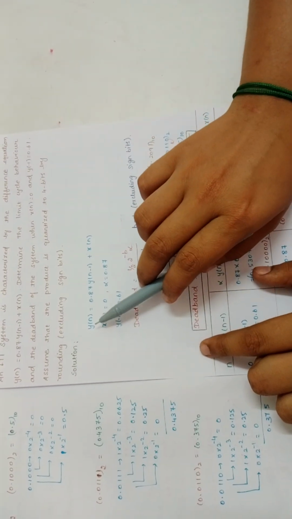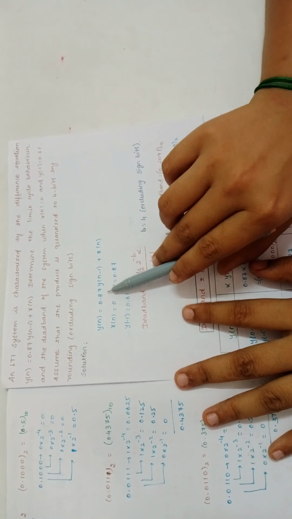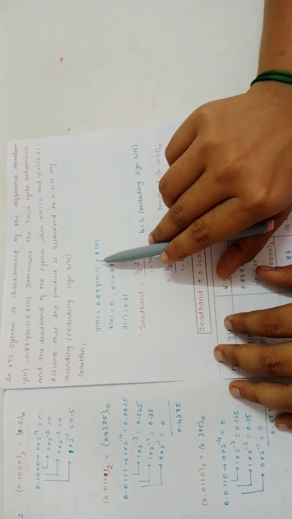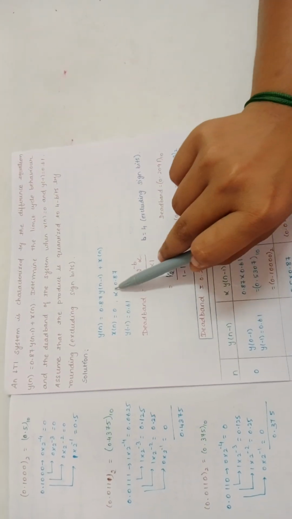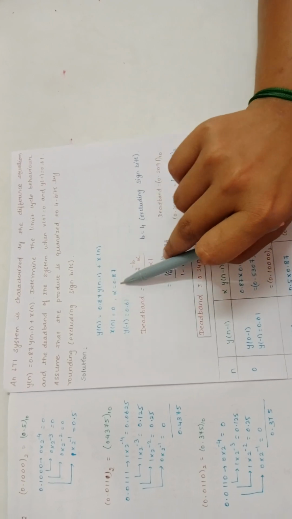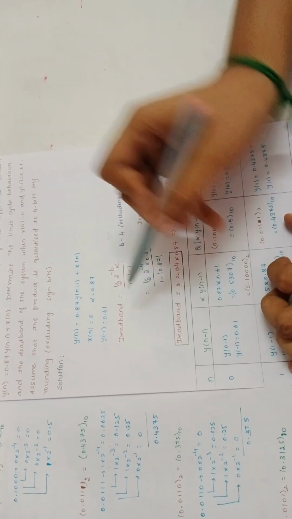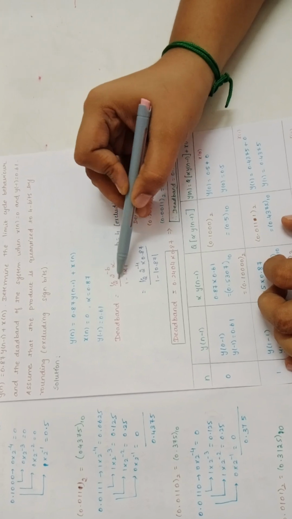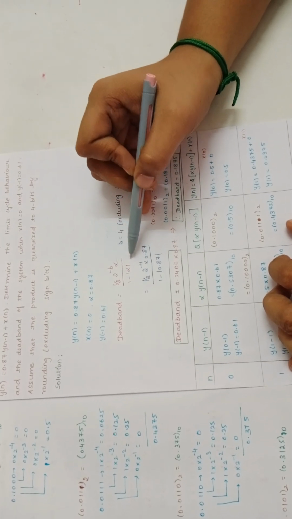So the solution is y of n is equal to 0.87 y of n minus 1 plus x of n. Here x of n and y of minus 1 are given, and alpha is the coefficient of y of n minus 1. So here it is 0.87. The next step is to find the deadband. The deadband formula is 1 by 2 power minus b alpha divided by 1 minus mod alpha.